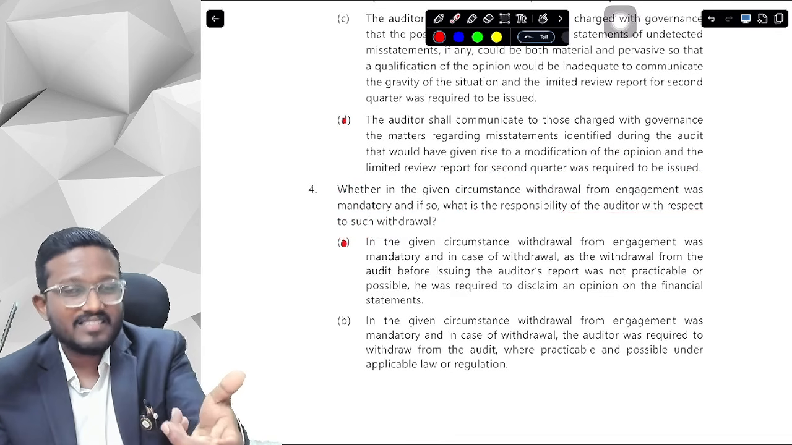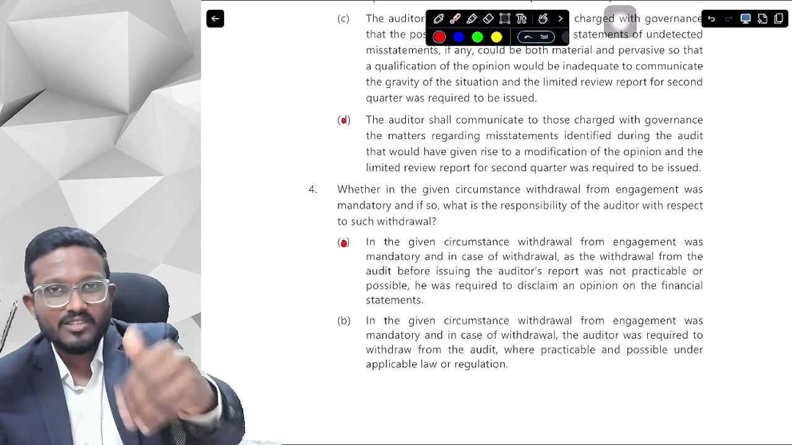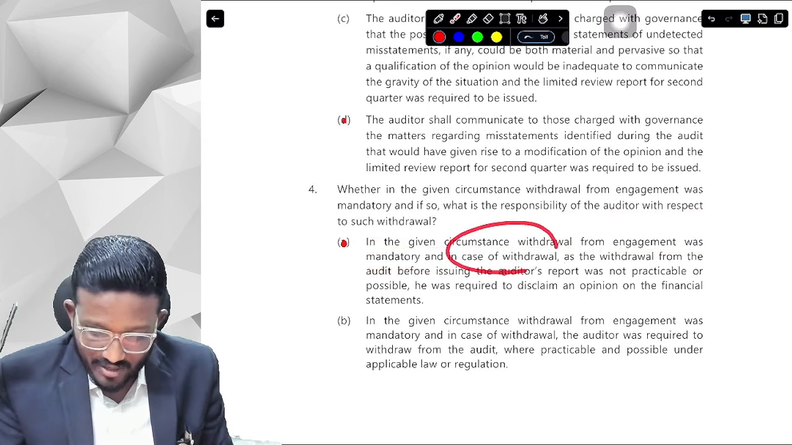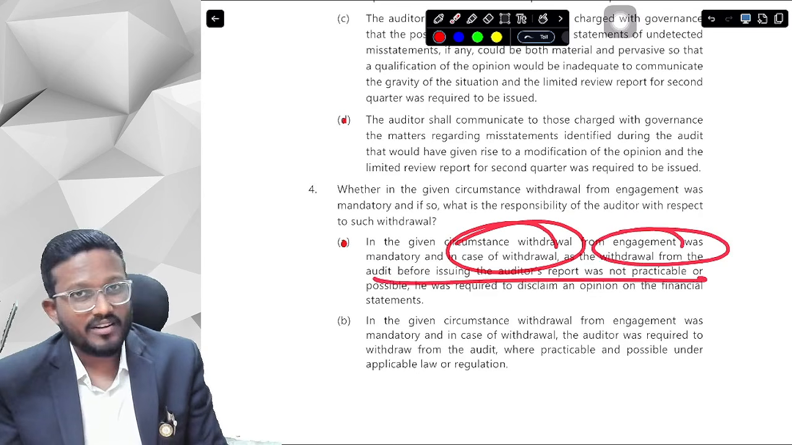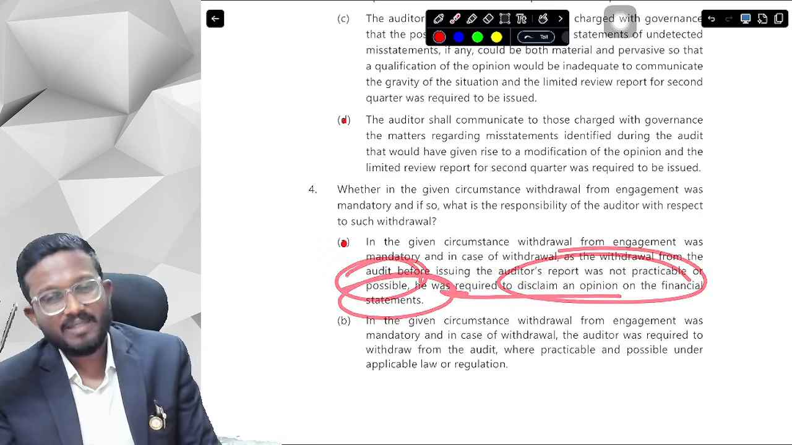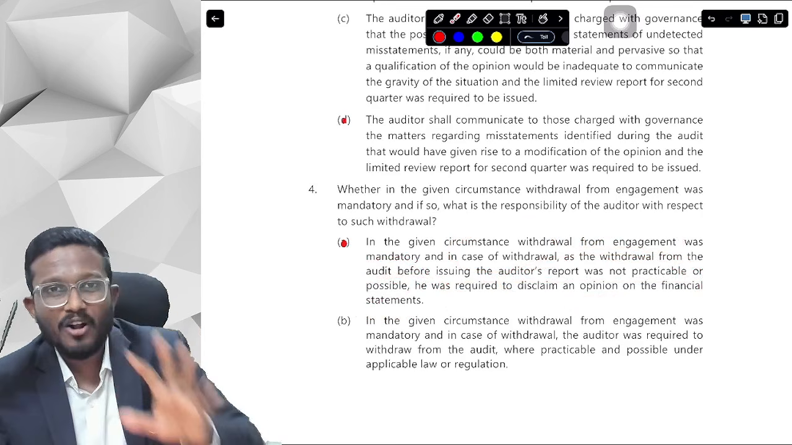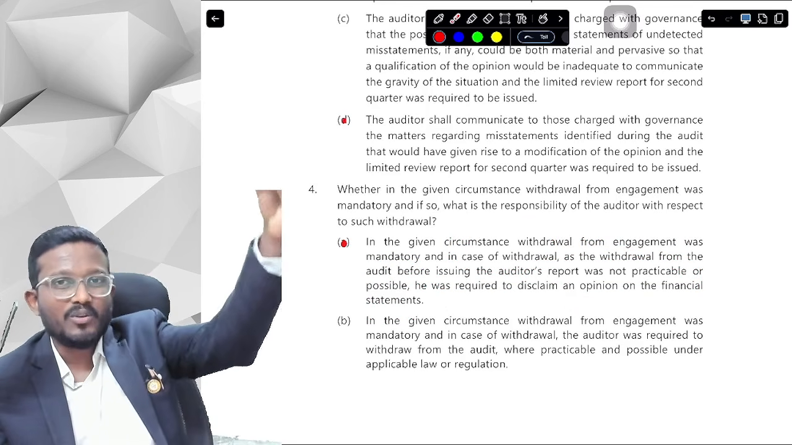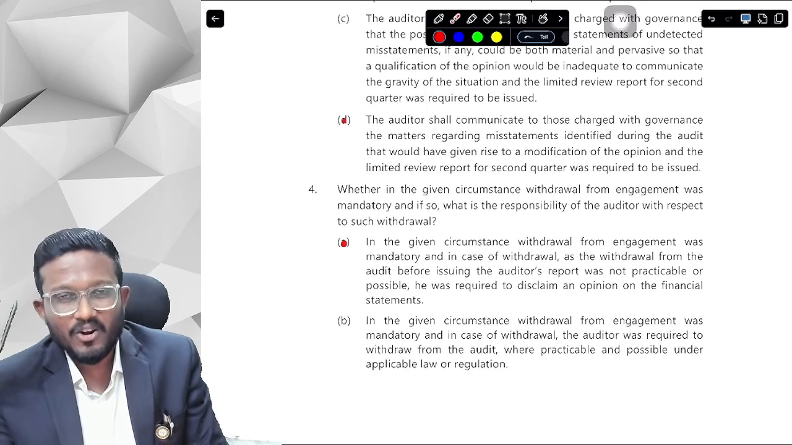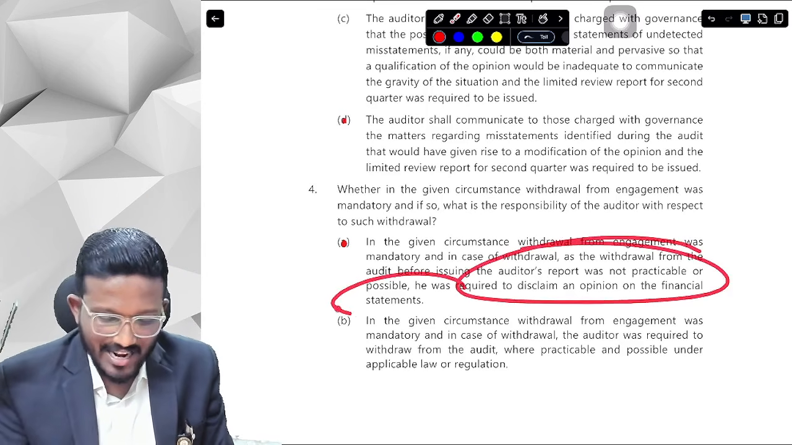Whether the withdrawal was necessary? Yes, withdrawal was necessary because there was a scope limitation. In the given circumstances, yes, it was mandatory. And in case of withdrawal, as the withdrawal before issuing the auditor's report was not practicable or possible, we will need to issue disclaimer of opinion, because we wanted to withdraw on 15 November, but we will have to issue limited review report for third and audit report for fourth quarter, so it was not practicable to withdraw, so we will have to give a disclaimer of opinion on the financial statements.